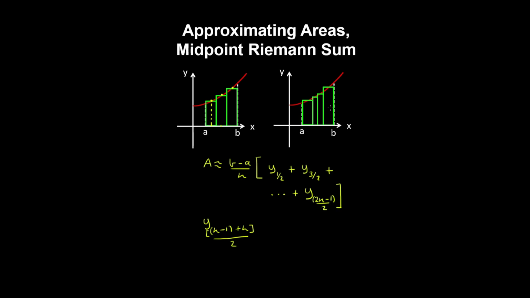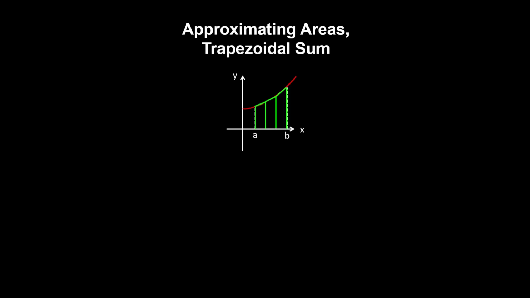And where we use non-uniform partitions, we can multiply each separate y value by a different width for each rectangle. And we'll see that in example problems.